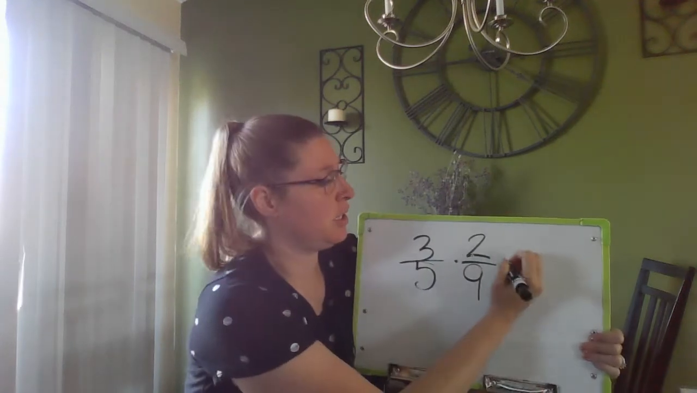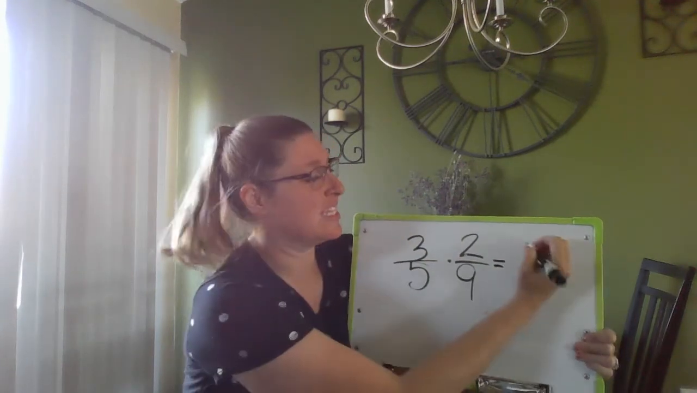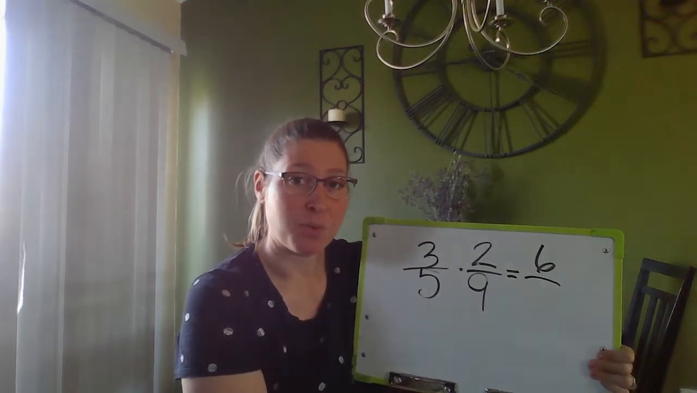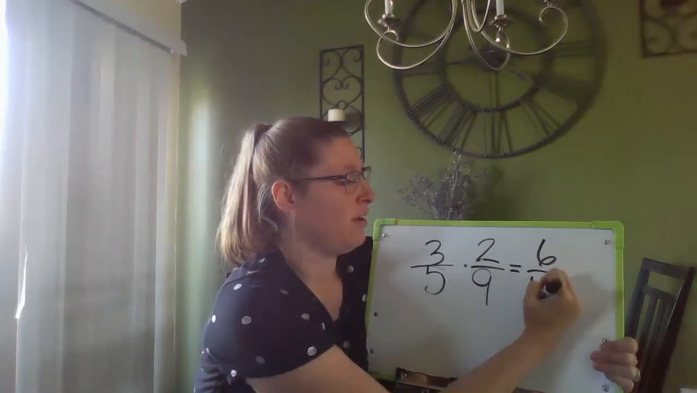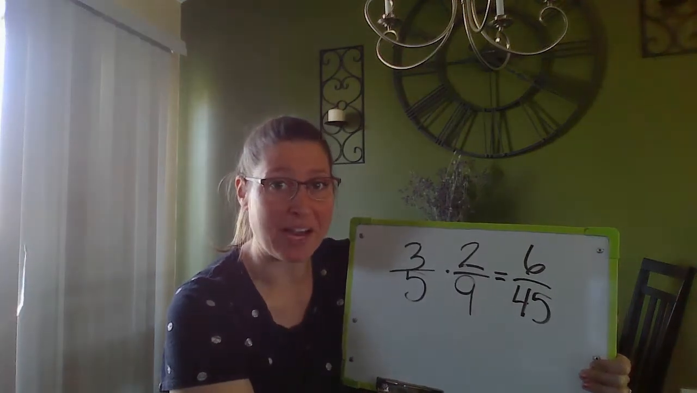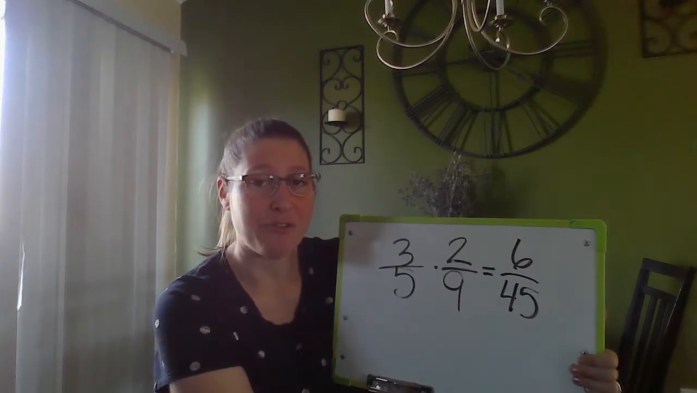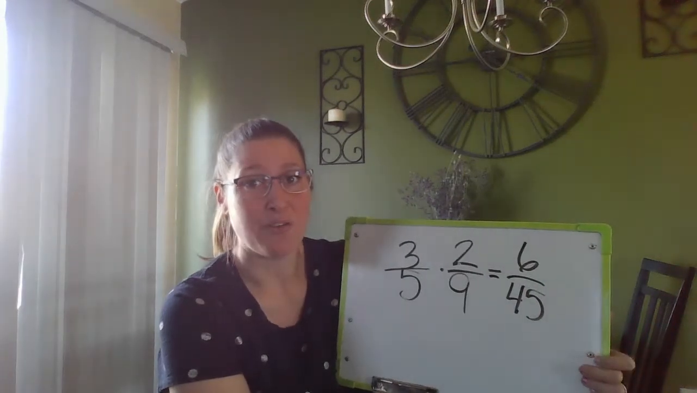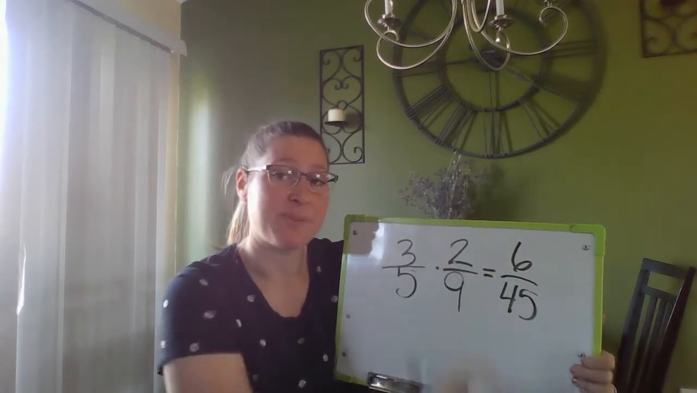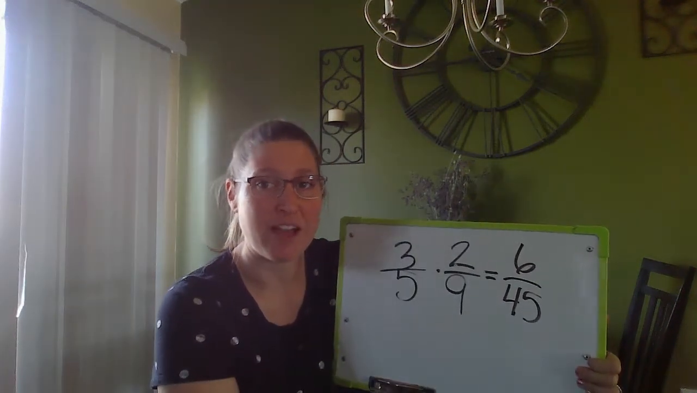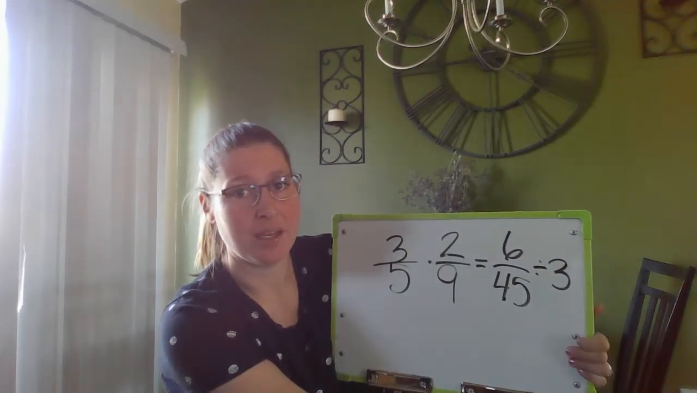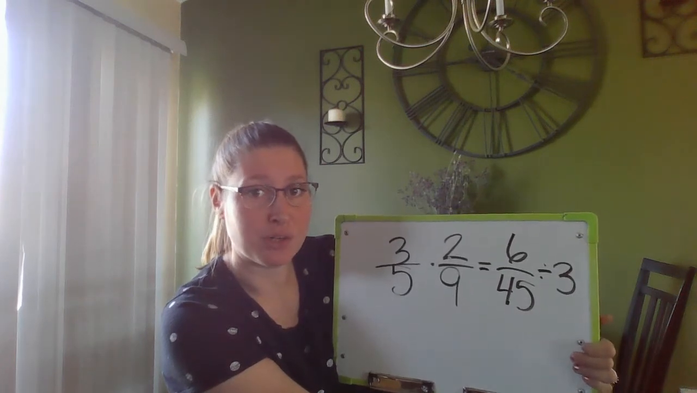3 times 2. We're going to multiply those numerators together, and we get 6. 5 times 9. I'm going to multiply my denominators together, and I'm going to get 45. Now, the only thing that we have to do is simplify. So I have to see if we have a common factor between 6 and 45. There's a common factor of 3. So I can divide 6 by 3, and I can divide 45 by 3. So I'm going to divide both numbers by 3. So I'm simplifying it into smaller terms.